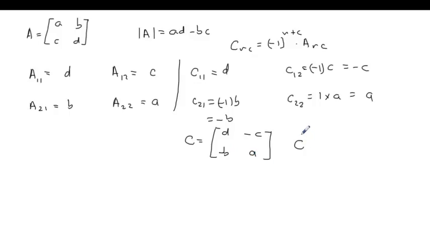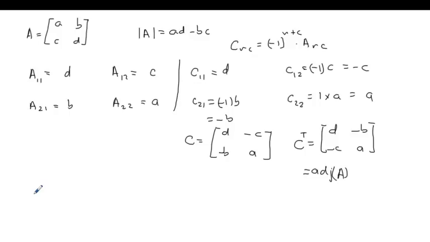We go to transpose. This is adjoint. We make this row a column. It becomes D, minus C. We make this row a column. It becomes minus B, A. What is that? That is the adjoint of A, not of C. This is a cofactor matrix. This is a transpose of cofactor matrix, and that is the adjoint of A. And then what's the inverse?